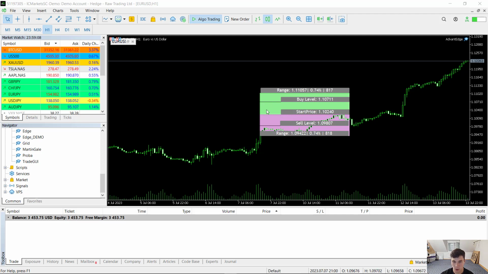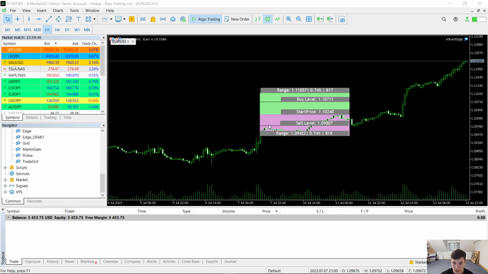At the buy level it will open buy trades, at the sell level it will open sell trades. The start price plus or minus the range is the take profit. So the basic idea behind it is that if the price goes up and it reaches the buy level after reaching the start price, we buy, and if it goes up even more, then we are going to sell for a profit right here.